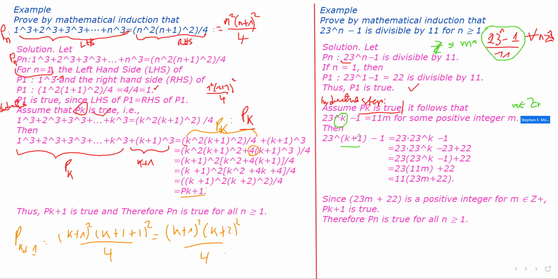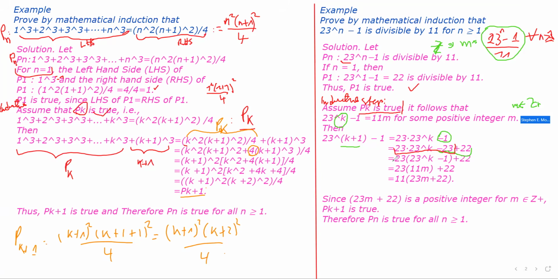So we say 23 to the power k plus 1 minus 1, and now we expand it. So 23 times 23 to the power k, minus 1. We want to find a way to show that this value on the left is truly divisible by 11. So we say that our minus 1 here, we can write it as minus 23 plus 22. And that means that we can now factorize this first part of the equation and our new value minus 23 that we've added.